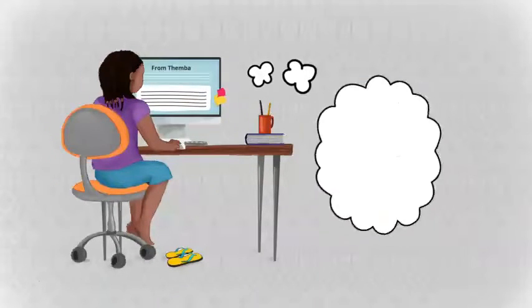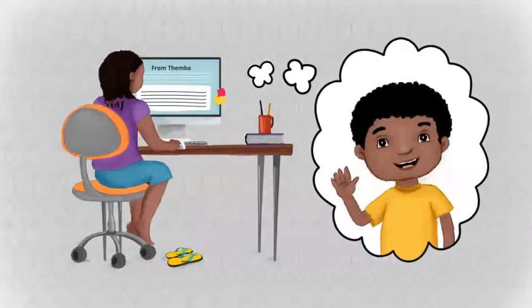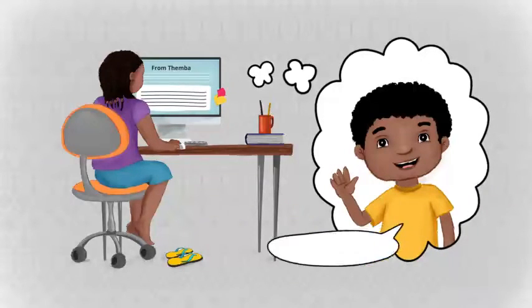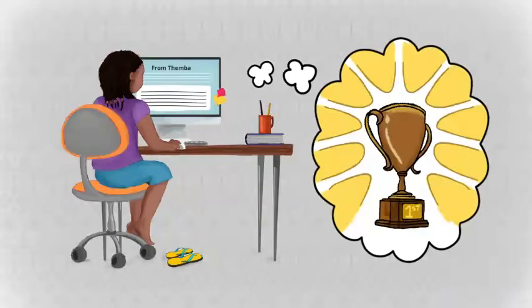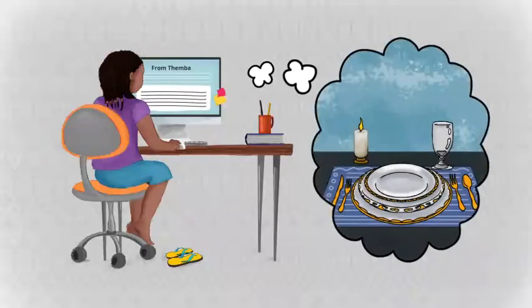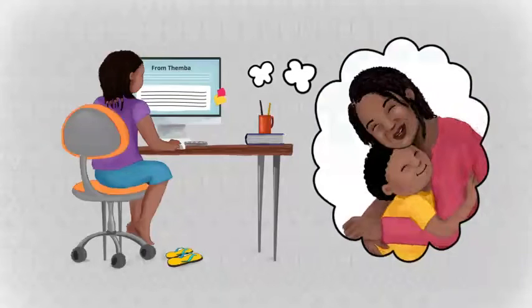Dear Lerato, I'm writing to tell you that I won the spelling bee at school. I spelled the word hierarchy correctly. I got a big trophy and my parents took me out for a fancy dinner. Love, your cousin Themba.